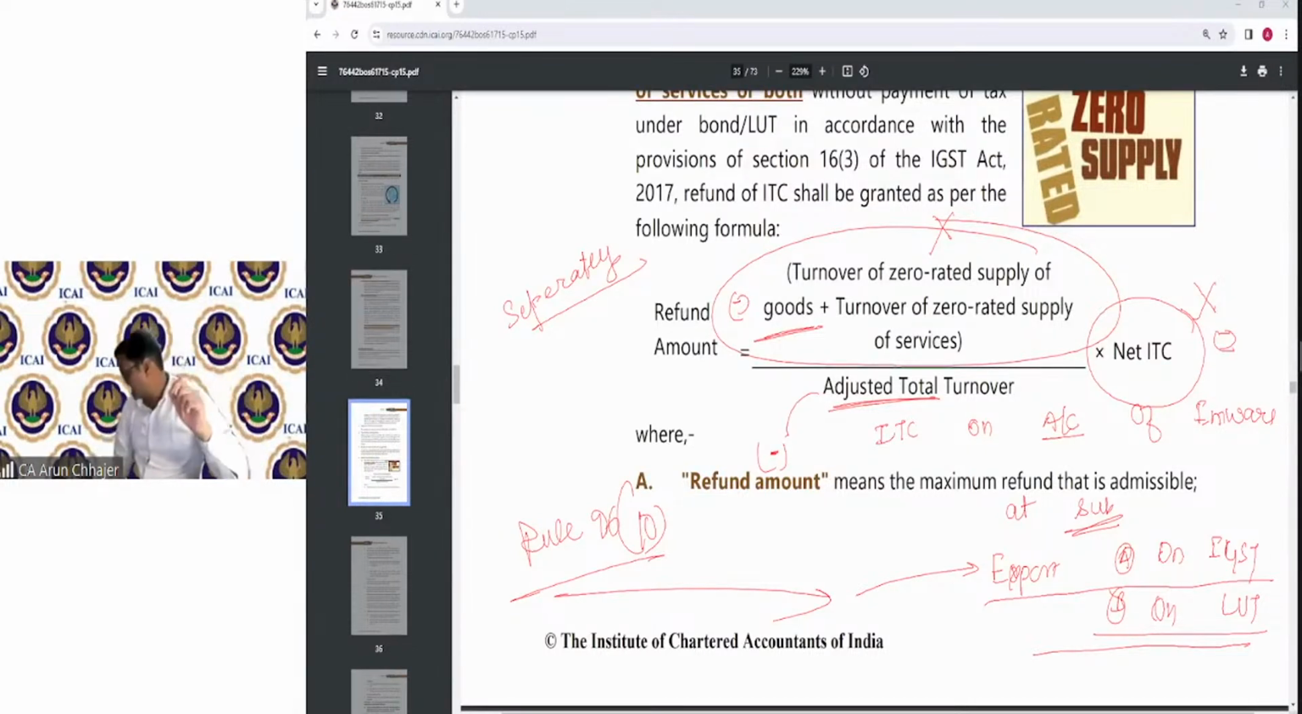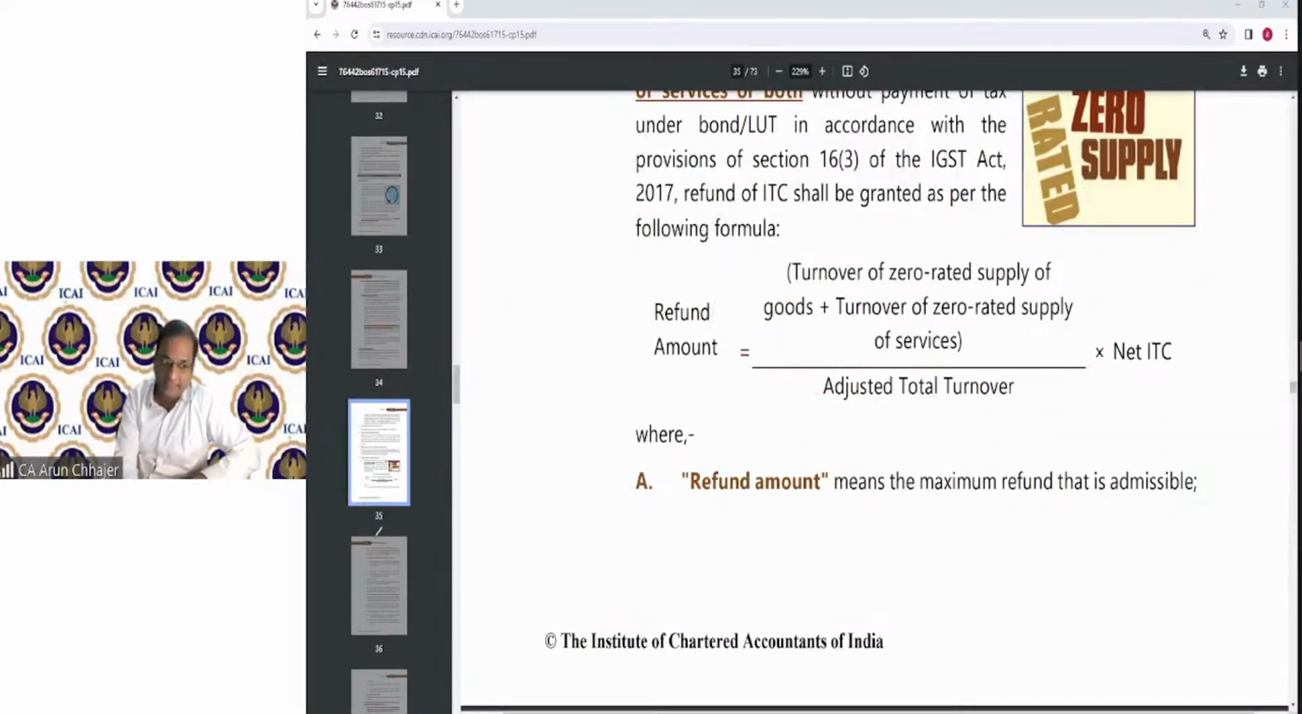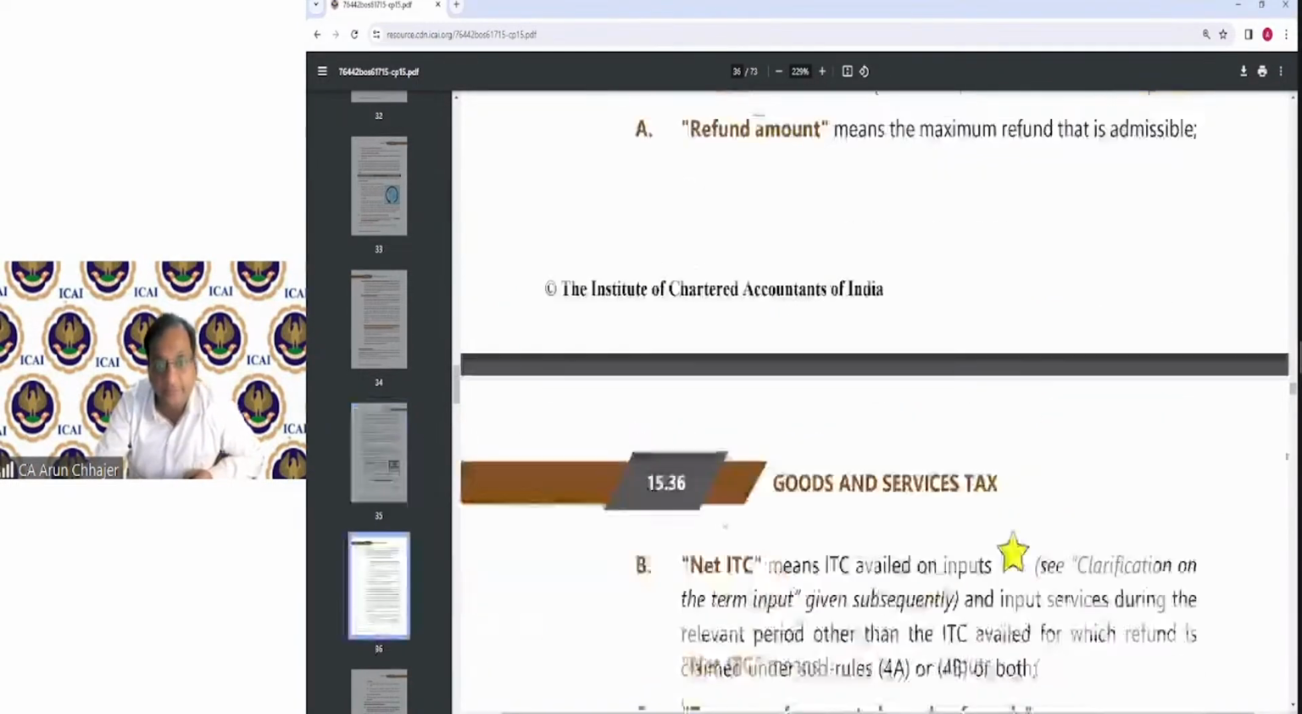I am waiting for your reply, take note. The answer is, if you are purchasing at a lower rate, then you cannot export on IGST. Compulsorily it will be under the LUT route. Okay? I hope it is clear.